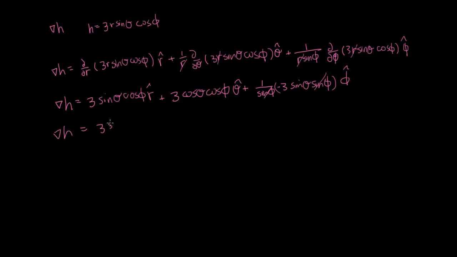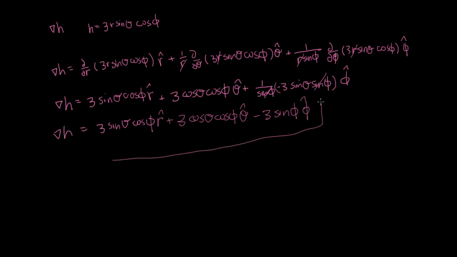Cleaning that up, we'll just copy everything in the previous line here. Looks like I had a little pen hiccup there. So I was at cosine phi in the r hat direction. So far I'm just copying everything in the previous line, but in this case this cancels out, the minus sign comes out. You have minus 3 sine phi in the phi hat direction. So that is your final answer.